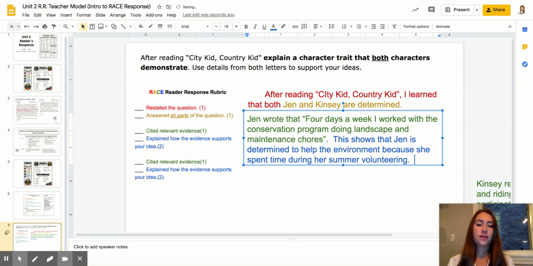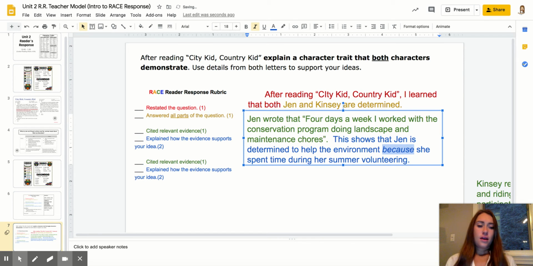So you really want to explain maybe a little bit of a summary of the text as well as what was happening in context with this quote so that you can get those full explanation points. I should be able to read your reader's response without reading the text and still believe your inference. So be sure you have a word like because in there.